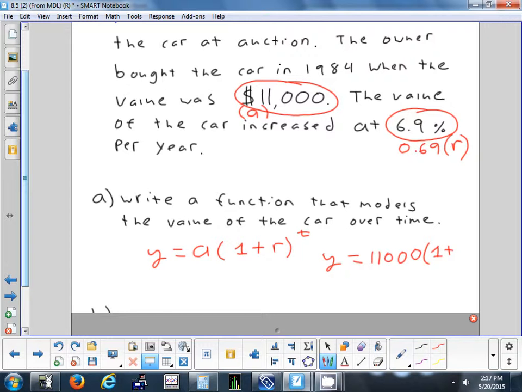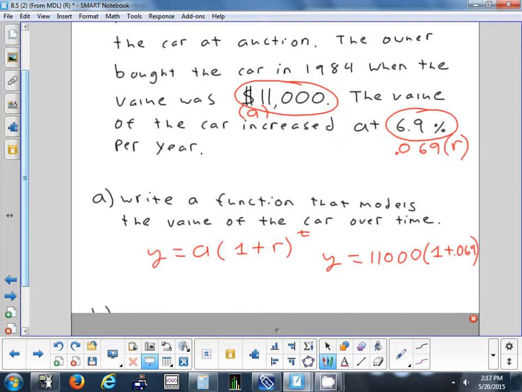Now I need my rate. What's my rate in this problem as a decimal? 0.69. Yep, sorry, I should have written 0.069. I wrote the numbers right and had the decimal in the wrong spot. Okay, 0.069.